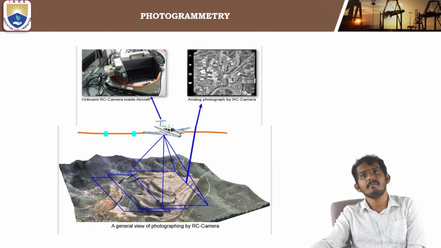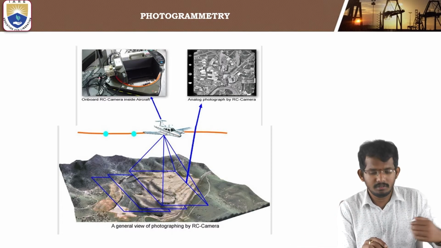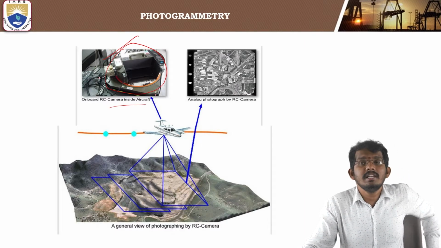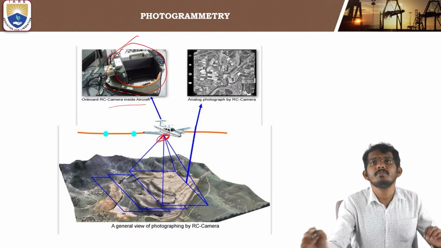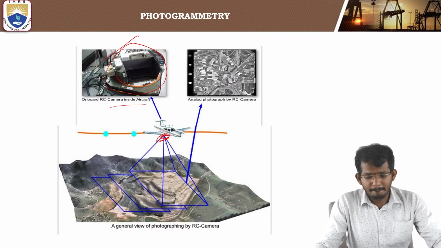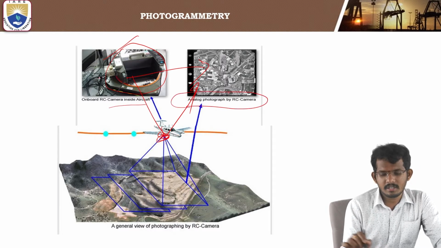Just an example of aerial photogrammetry. This is how a photograph is captured using aerial photogrammetry. If you observe this figure, this is a camera fixed in an aircraft, an onboard RC camera inside the aircraft. This camera is fixed at the bottom of the aircraft. So this is an analog photograph by the RC camera, a photograph captured by this camera using the aircraft.